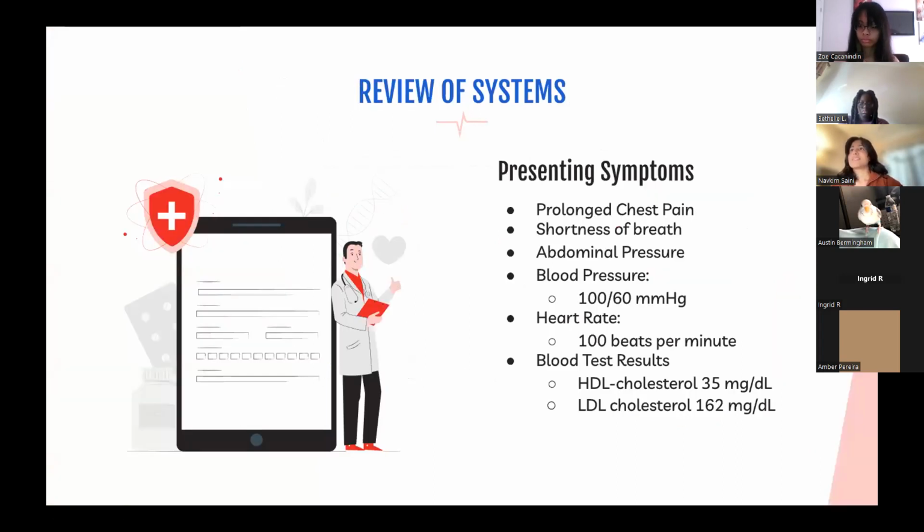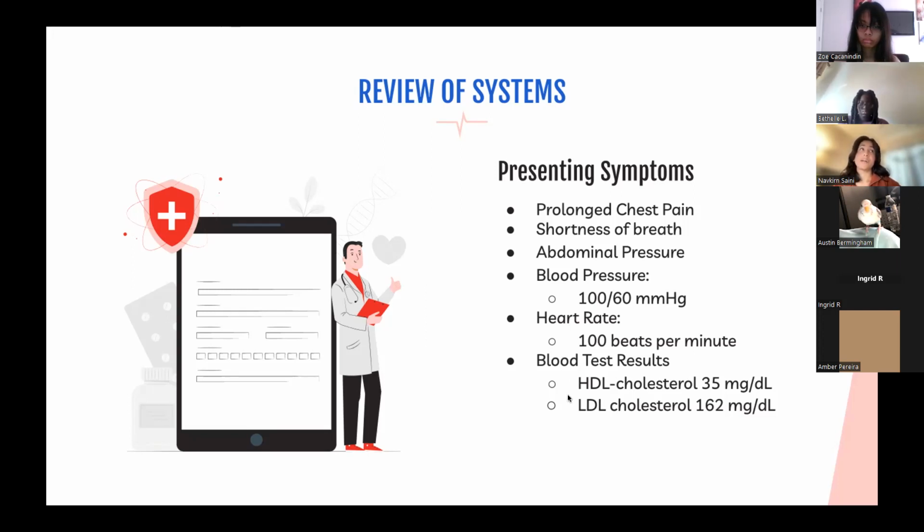Okay, so review of systems. When we're looking at this patient, we know that they are presenting with prolonged chest pain, shortness of breath, abdominal pressure, a blood pressure of 100/60, and a heart rate of 100 beats per minute. And then this is their blood test, right?